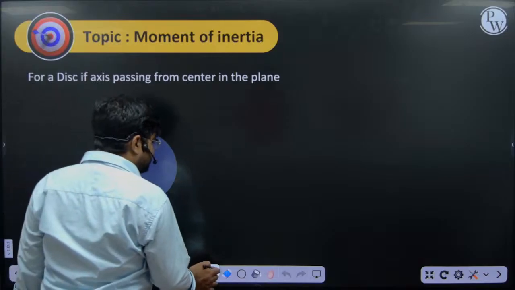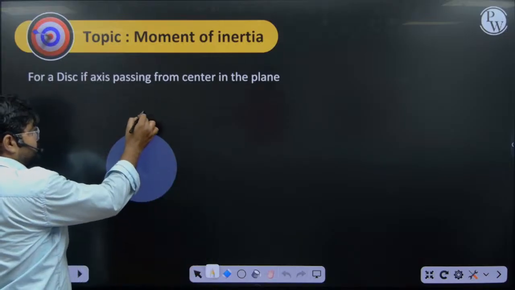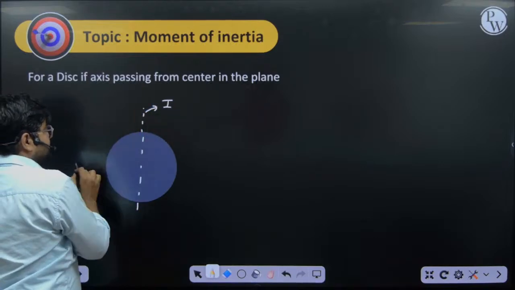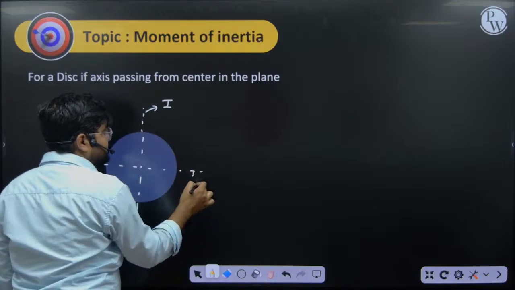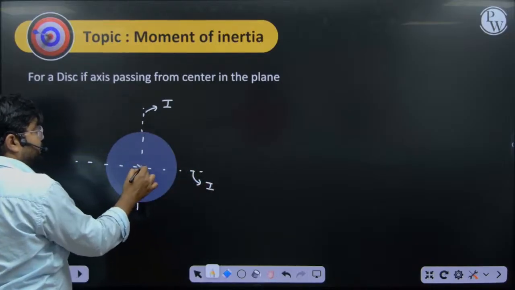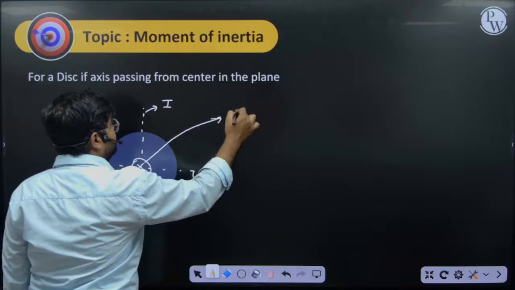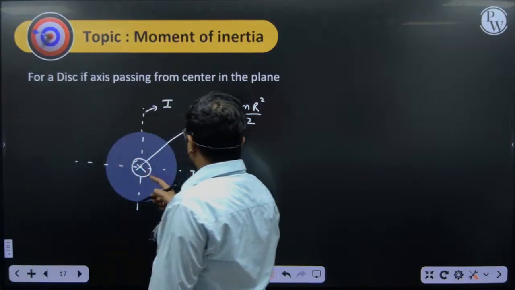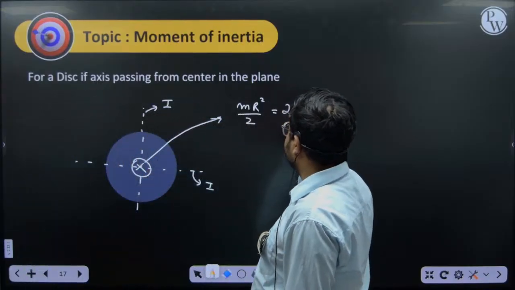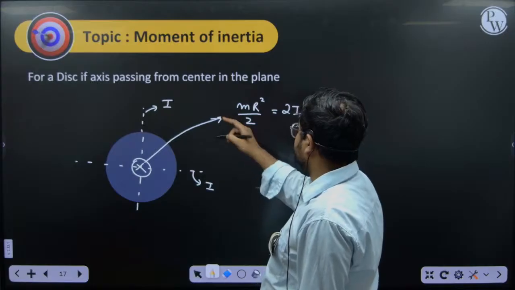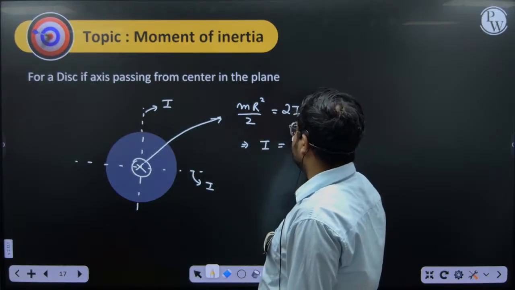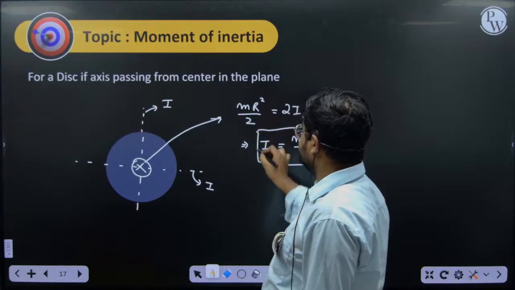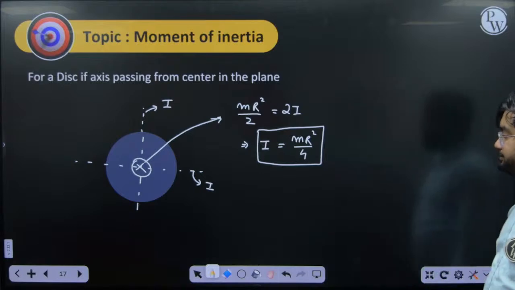So similarly, just like we solved for ring, we can solve for this also. Let this be I. This is what they are asking us. So this is also I, symmetrical axis. And this we know has value mr square by 2. So now this can be written as I plus I, 2I. So what is moment of inertia value here? I, it is mr square by 4. Is that clear?